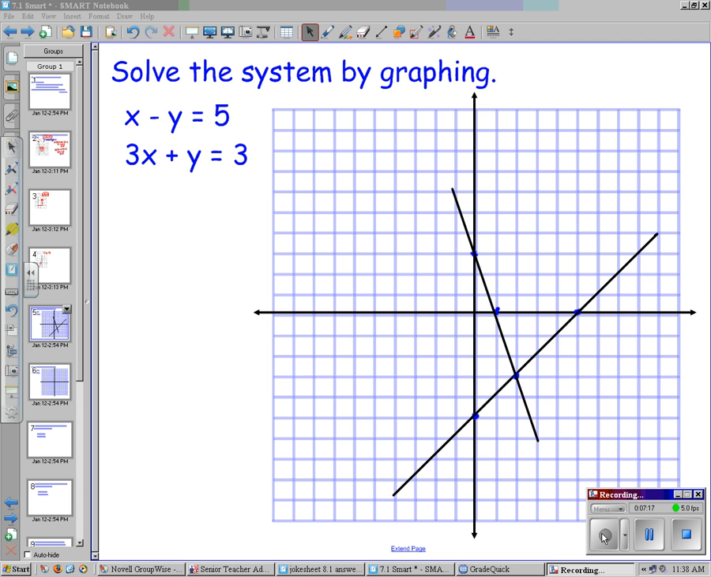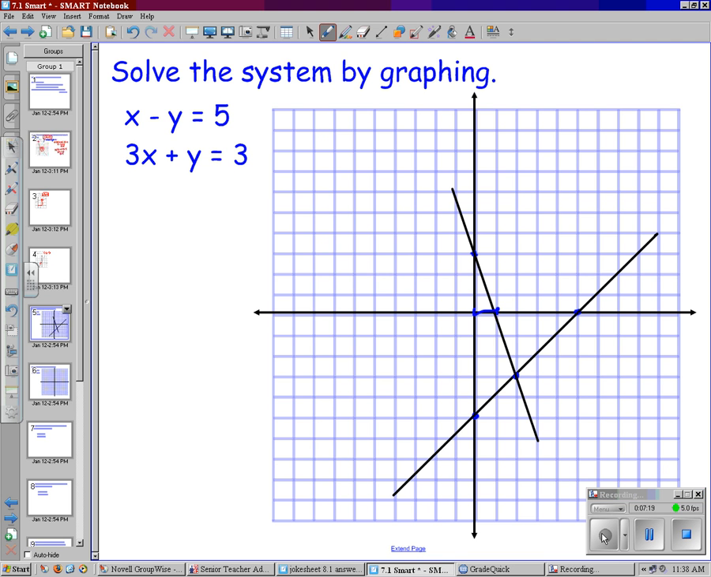Samantha? 2, negative 3, she says. We're going over 2 and down 3. So when I write that, the answer is written as an XY pair. Let's check it to make sure. We have 2 minus negative 3. Minus the negative 3 becomes plus 3. So 2 plus 3 is? Works for the first one. 2 times 3? 6 minus 3? Is 3. Works for the second one. So Samantha's answer of 2, negative 3 is our solution.